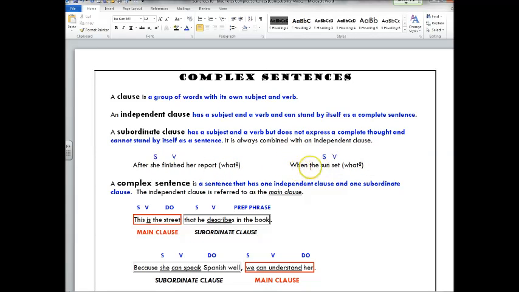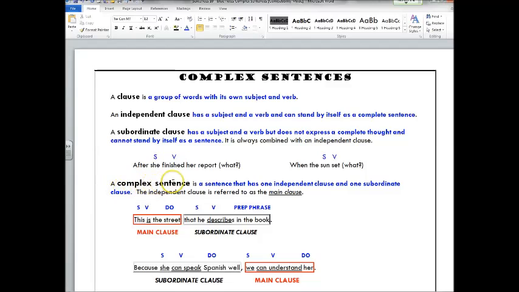Another example, when the sun set. You have the subject sun, you have the verb set, but it's not a complete thought. When the sun set, what? What happened? It doesn't stand by itself on its own. It needs more information with it.